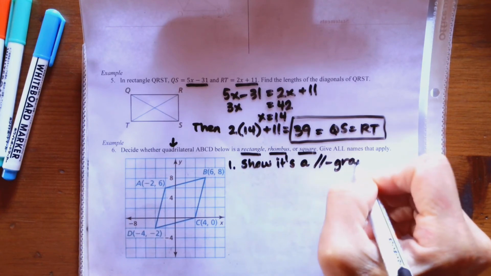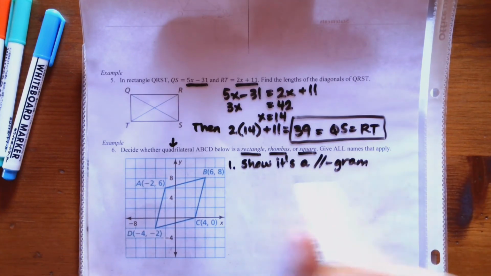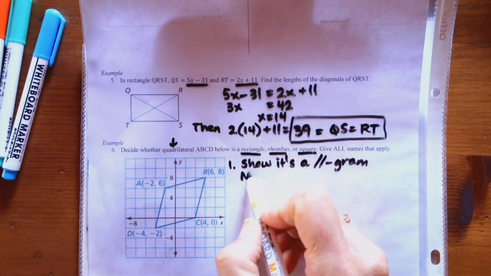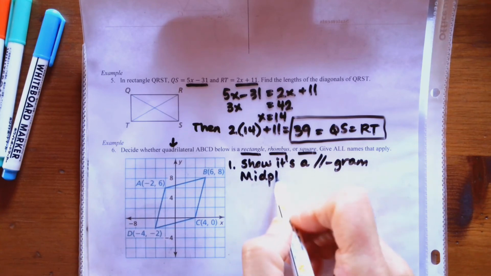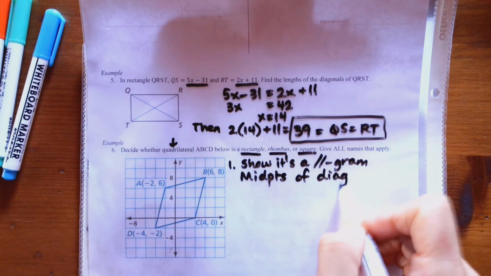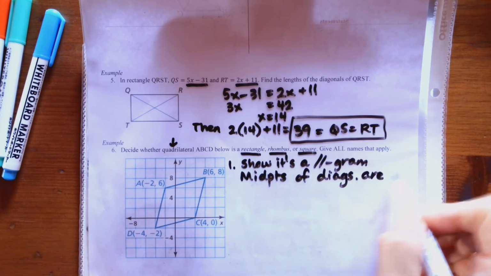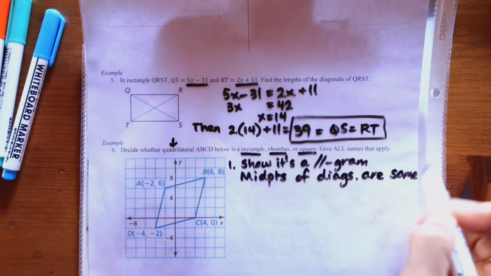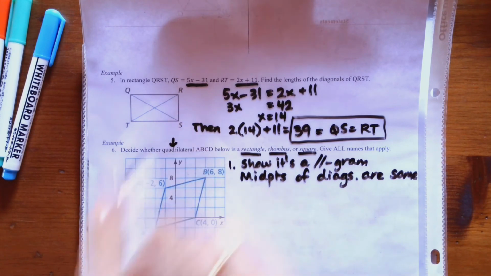You cannot meet any of those definitions without showing it's a parallelogram. If you don't remember how to do that, remember, you show that the midpoints of diagonals are the same. We've done that in the previous days a few times, so you do that first.